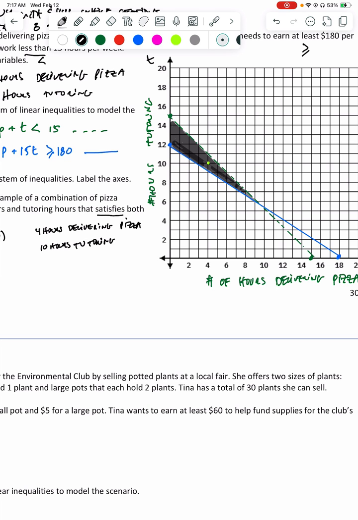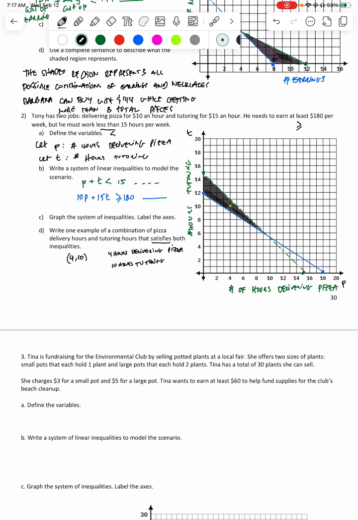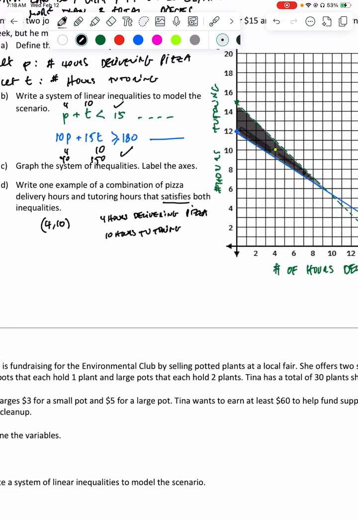Now, how do I know if this really works? I can try it. Trying it is not a proof, it is just to show it works. You can plug in 4 and 10 into both inequalities, and both should work. If you do 4 plus 10, that is less than 15, it checks. If you do 10 times 4, which is 40, plus 15 times 10, which is 150, 40 plus 150 is 190, that is greater than or equal to 180. You can quickly plug and check. And yes, this is one example that does work.